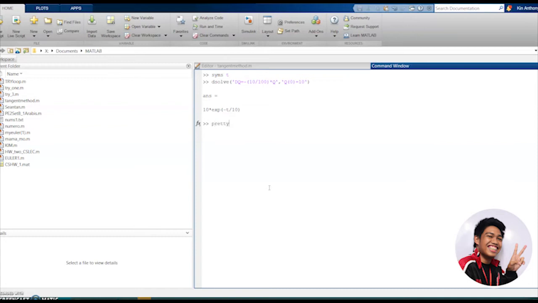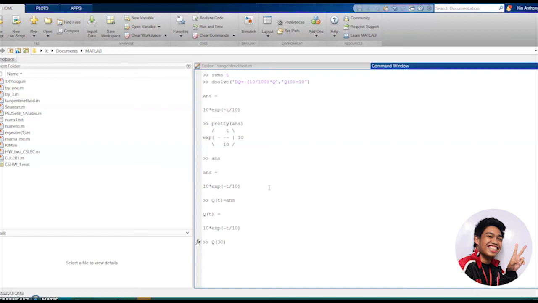To have a clear visualization of the solution, we will use pretty answer. exp is Euler's number. It states that exp is raised to negative t over 10, then it is multiplied by 10. You can see it in the answer. This is our particular solution. Then to calculate q of 30, first we must state that q of t is equal to our answer. Then we can calculate q of 30.